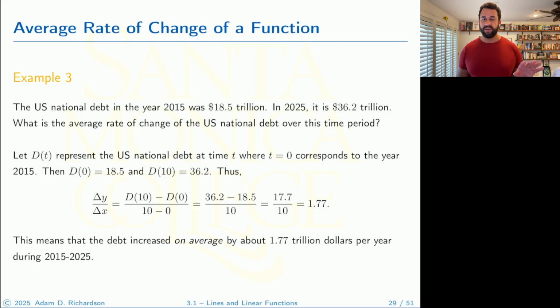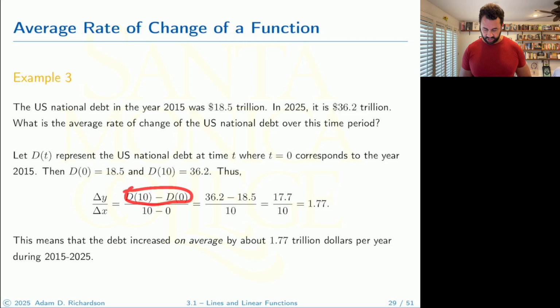We'll keep the scale off to the side. Just remember these numbers are in trillions, and then we'll hold that off. So, I'm sorry. D of 0 is 18.5, and D of 10 is 36.2. And if we want to know the average rate of change of the US national debt, we just need to compute the slope. We need to compute the difference quotient, change in y over change in x.